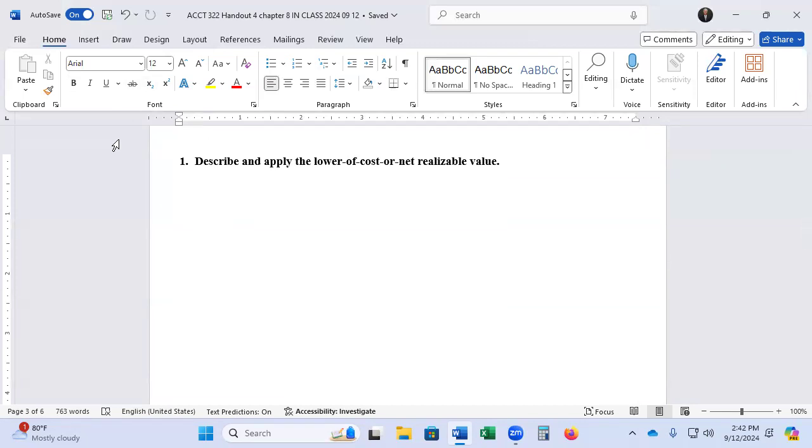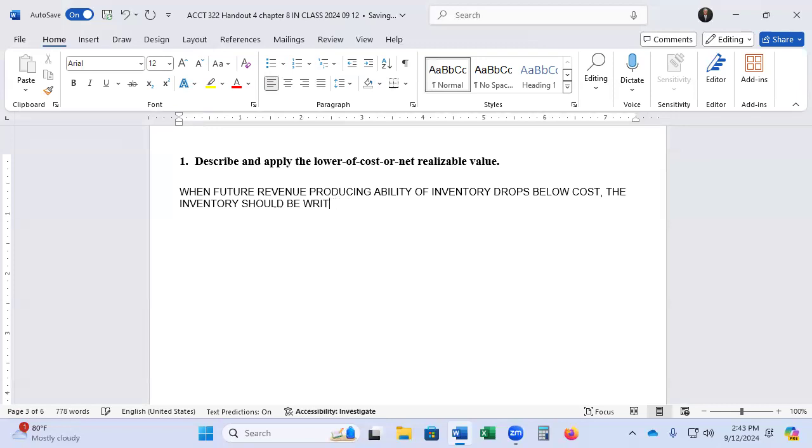Okay, so describe and apply the lower of cost or net realizable value. So when the future revenue producing ability of inventory drops below cost, the inventory should be written down in the period in which the inventory suffers the decline in value.